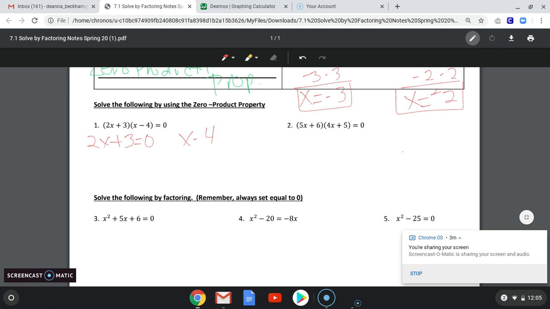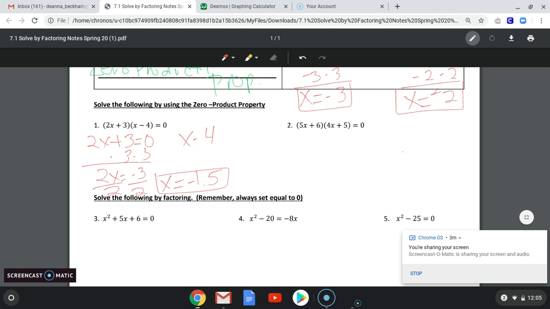So for the first one, I'm going to subtract 3 on both sides. I'm going to get 2x is equal to -3. I'm going to divide by 2. Now, y'all are pros at solving, so this should not be an issue. And I get -1.5. That means my graph will touch the x-axis at -1.5.